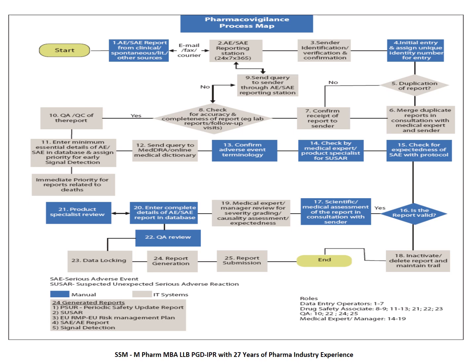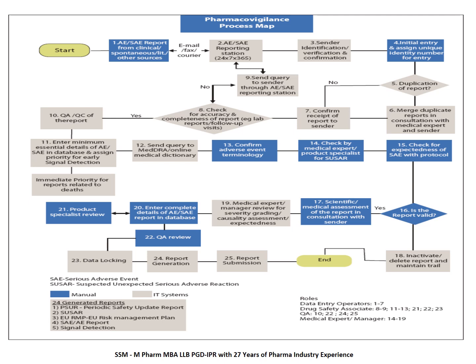If you see this slide on the pharmacovigilance process map, it shows how pharmacovigilance works in a pharmaceutical company. It starts with an adverse event or serious adverse event report, either from a clinic or doctor, or spontaneous reports from literature or other sources. It may be received through email, fax or courier. So the report goes to the reporting station, which works in the pharmaceutical company 24/7, and it is a regulatory requirement that every company should have a pharmacovigilance department.